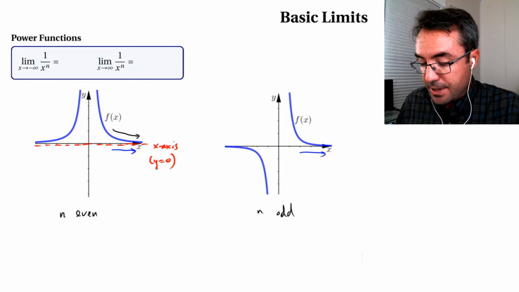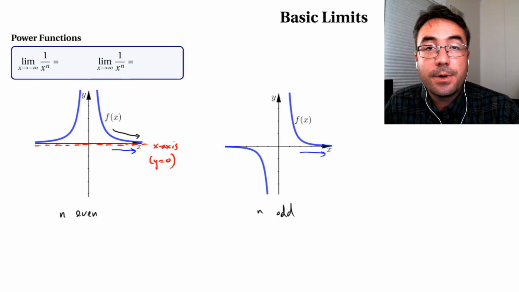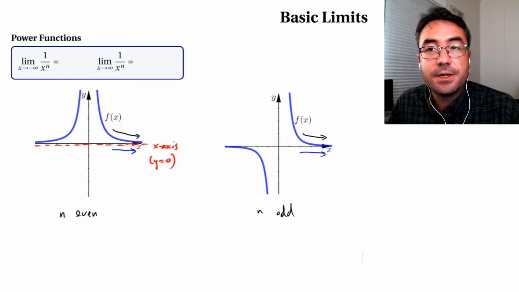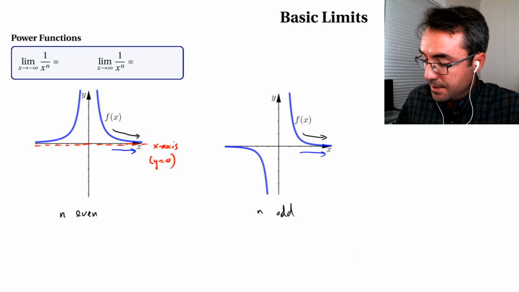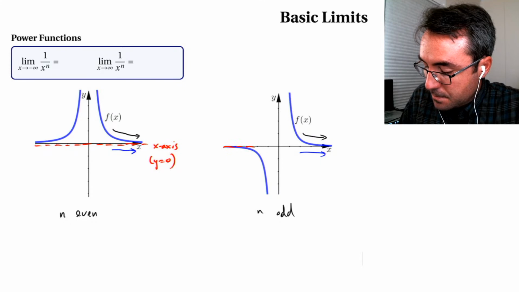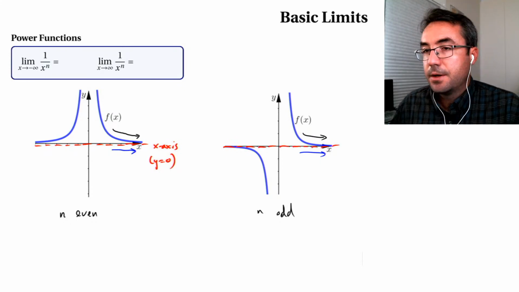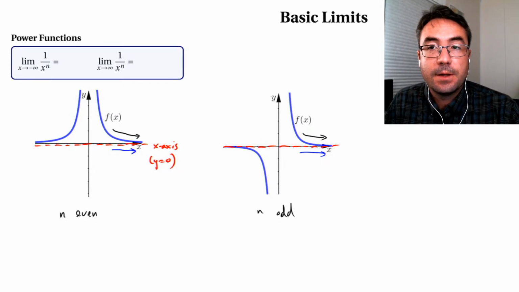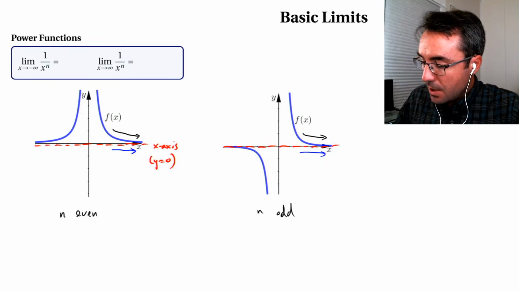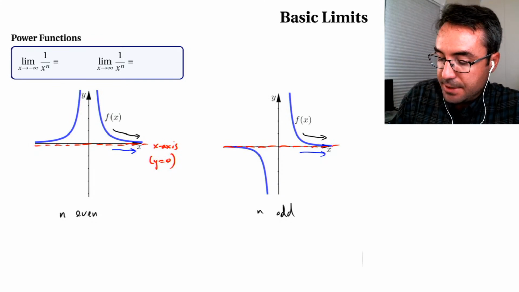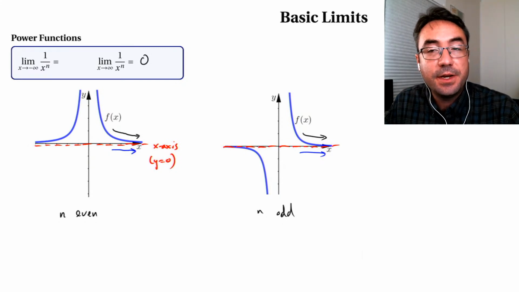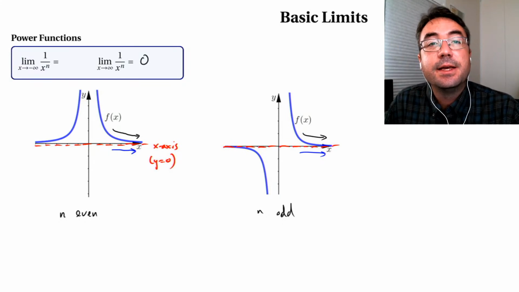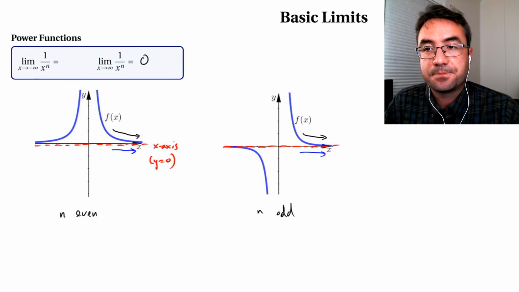Let's look at what happens as our inputs get further and further to the right, get larger and larger positive. Well, we're seeing the exact same behavior. The graph of our function is getting closer and closer to the x-axis. And so again, that x-axis is y equals 0. So in both cases there, the limit, we say, is equal to 0. So as x approaches infinity, as x moves further to the right, the output of this function 1 over x to the power n is getting closer and closer to the number 0.